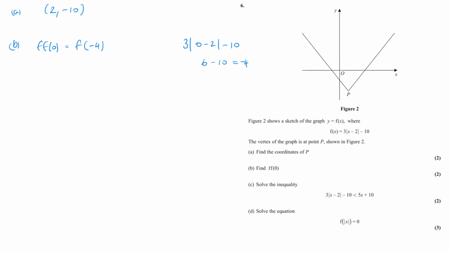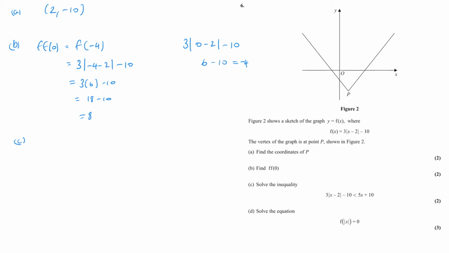So we'll put a negative 4 into our f of x. So that is 3 mod negative 4 minus 2, and minus 10. So negative 4 minus 2 is negative 6, which is positive 6. So 3 times 6 is 18, minus 10 is 8. So part C now, solve this inequality.